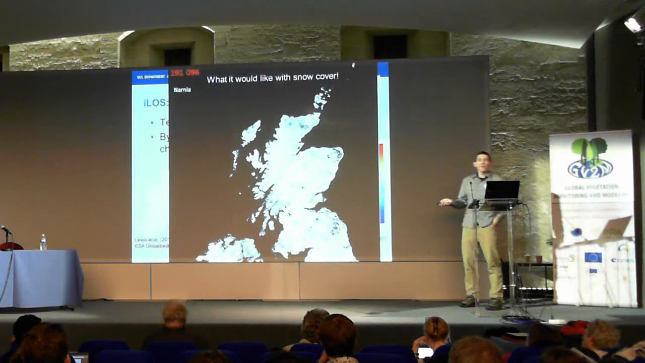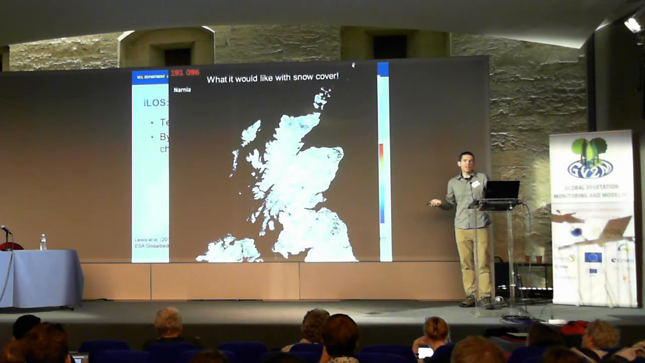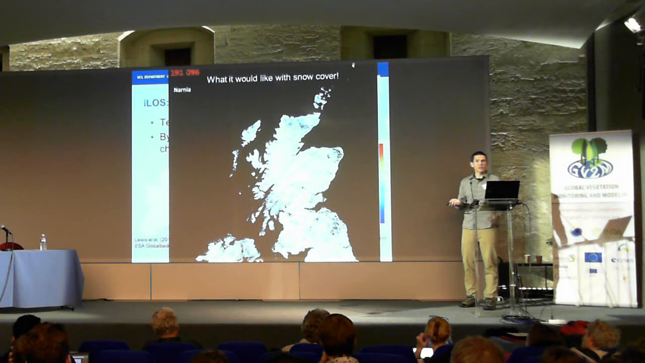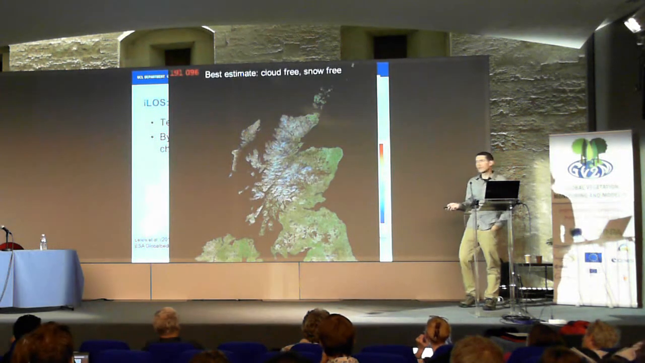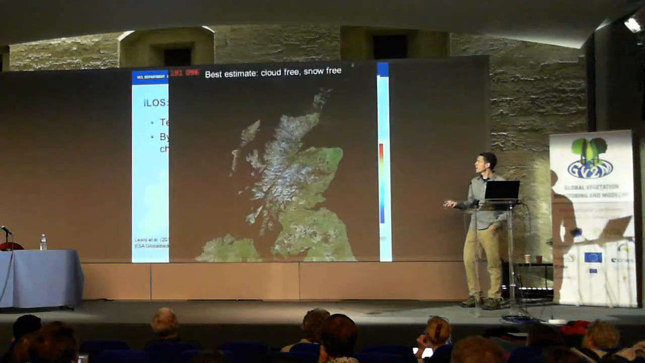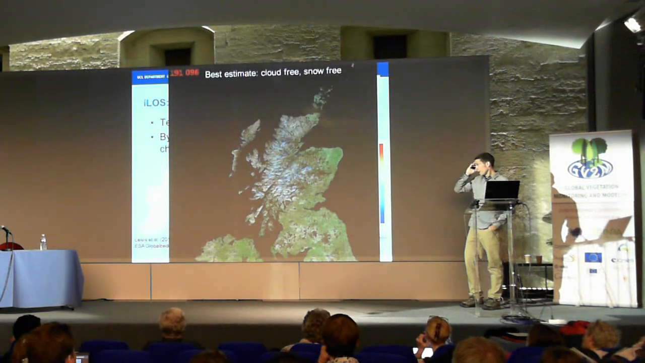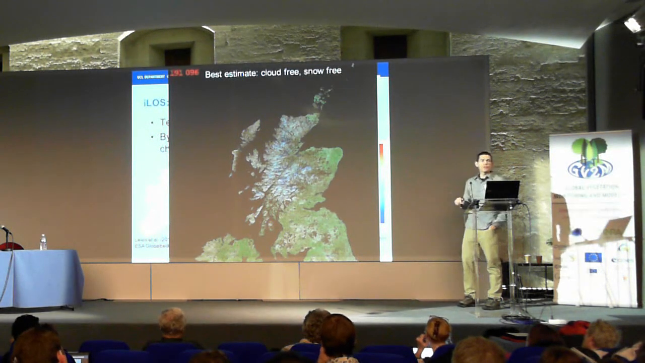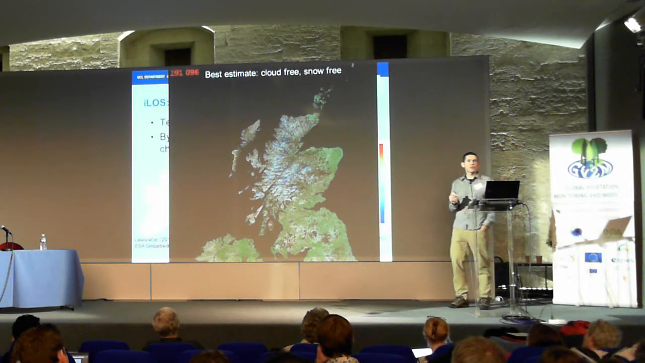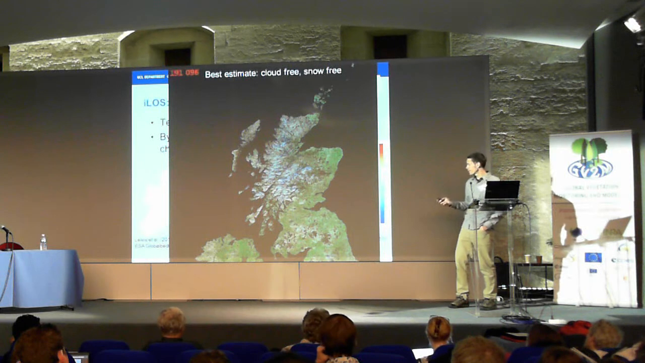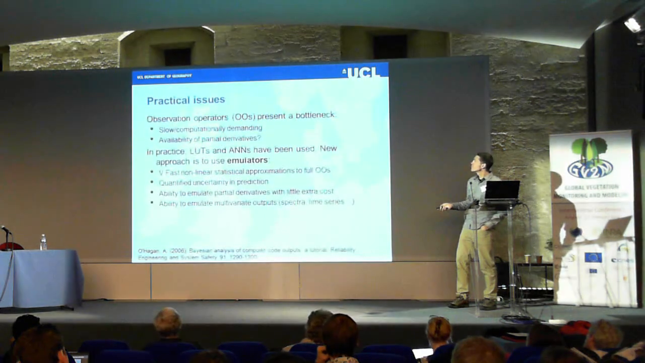You can end up with a snow cover product. What would this land surface look like if it was all snow contaminated? Because we know what the surface looked like when it was contaminated with snow. We just chose to remove it. What does it look like when there's no snow there? So we end up with a product that I showed you at the beginning, which is essentially our best estimate of the surface reflectance given the observations that are available to us, with known uncertainty.